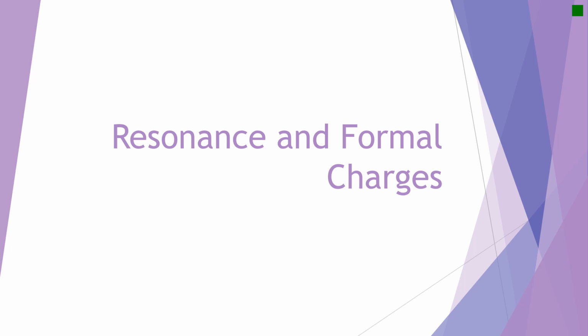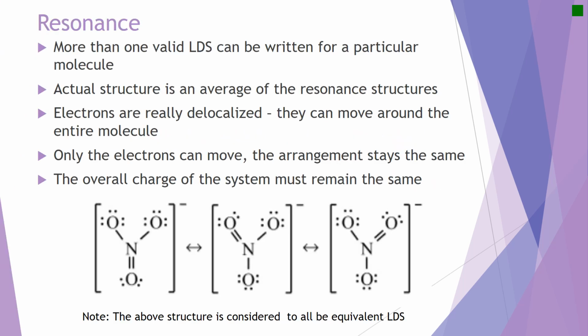Tonight we're going to be expanding a little bit more on Lewis dot structures, and we're going to be talking about this thing called resonance and formal charges. So what the heck is resonance? Well, some Lewis dot structures actually have more than one valid one that actually works.